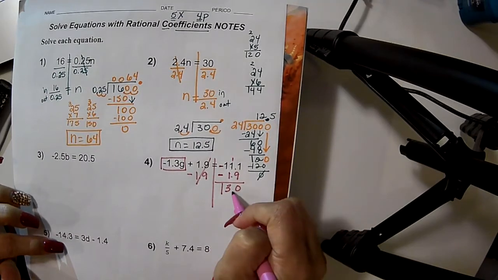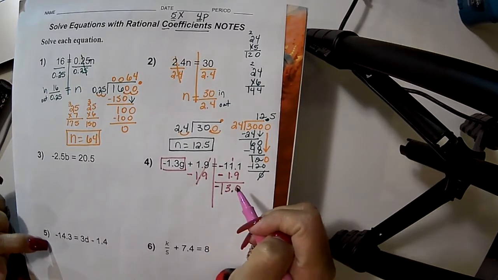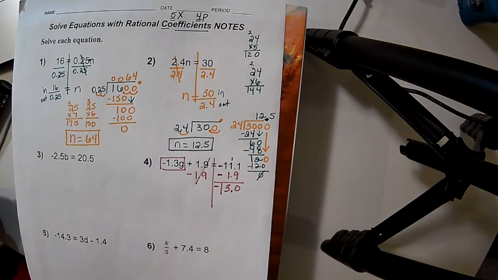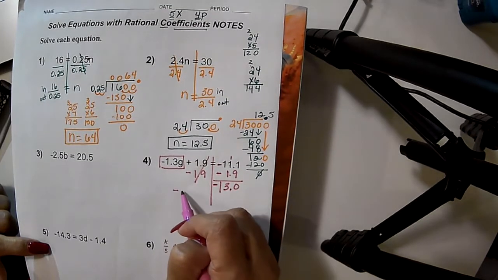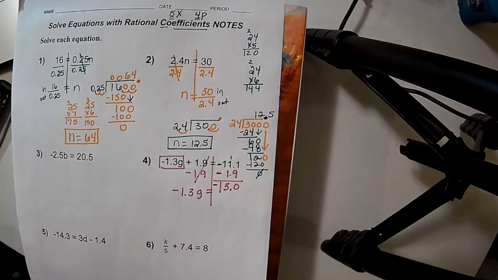So this is going to be 13.0, so just 13 in other words, and we're going to keep it as a negative because they're both bad guys. So we're going to keep the negative symbol. Now I have negative 1.3g is equal to negative 13. All right, now I can continue with my next step.